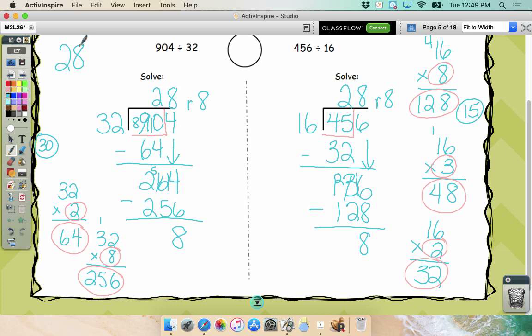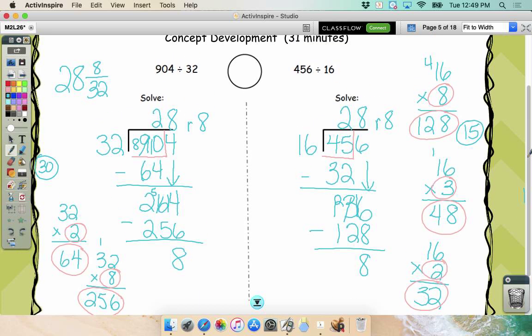How do I do that? I write my quotient, which is 28, and I will take my remainder, put it on top of my divisor. So that's 28 and 8/32. And this one, what's my quotient? 28 and 8/16. Now, is there any way I can change those to decimals?